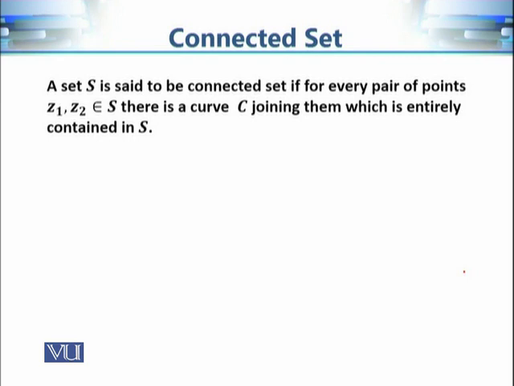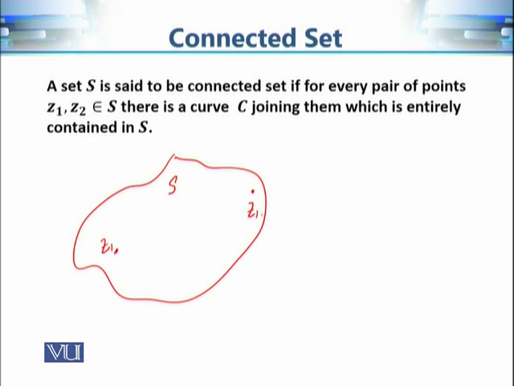Now let's continue with our next definition. So this is another property of a region in the complex plane. Now a region, or a subset S of the complex plane, is connected if for every pair of points there is a curve joining them which is entirely contained in S. So for example, if I have the following set S, then if I choose any two points in this set S, there is always going to be a curve joining them, and this curve is also contained in the set S.